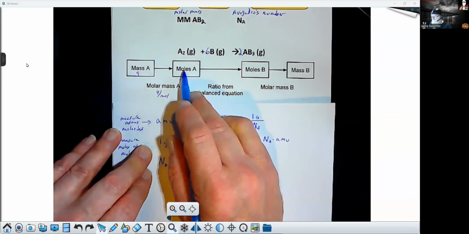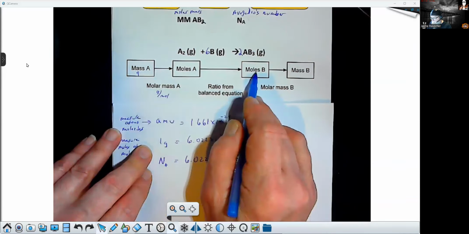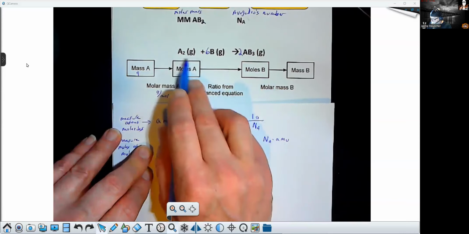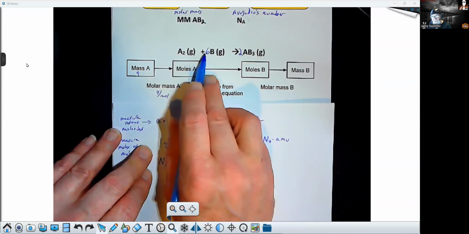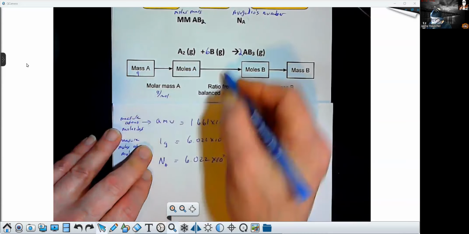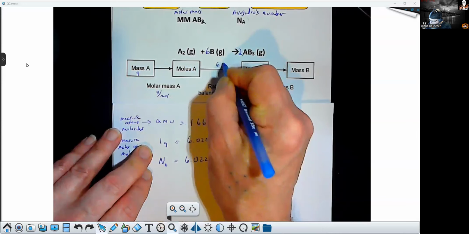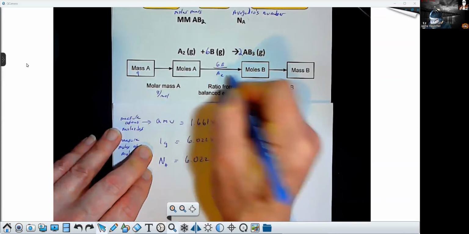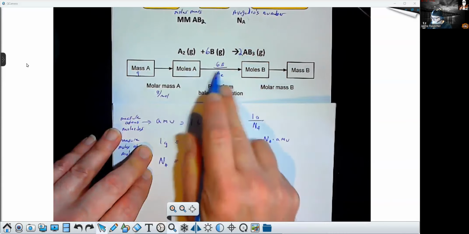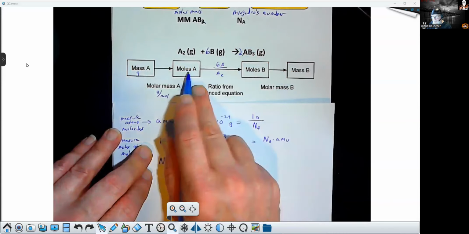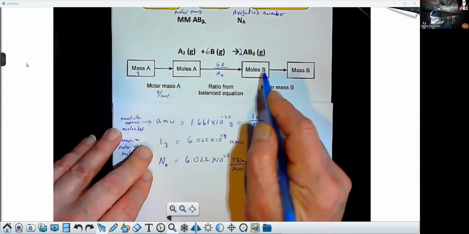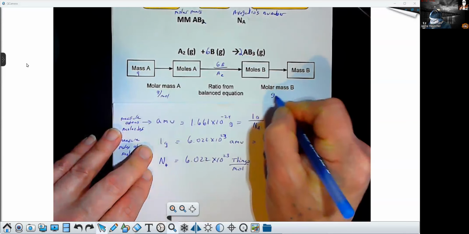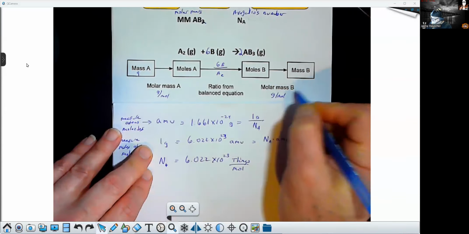Then we can convert from moles of A to moles of B using the stoichiometry of the reaction. In this particular case, we have one A2 for every 6 Bs, so we would use the ratio of 6B over A2. That conversion factor is used to convert from moles of A to moles of B. Now, to convert from moles of B to mass of B, we use the molar mass, which is in grams per mole of B.